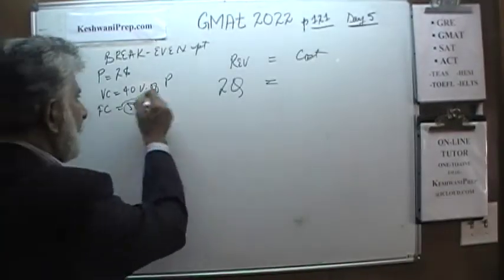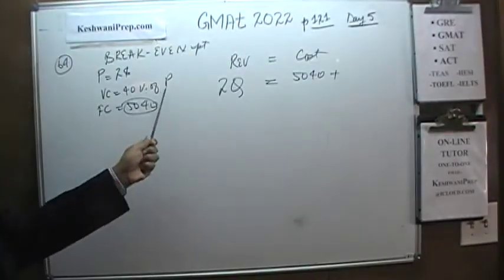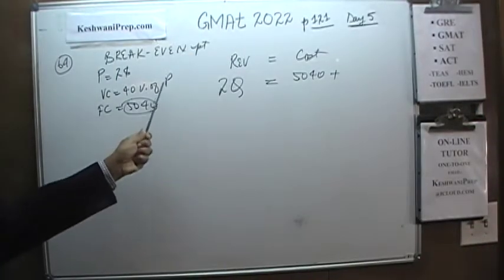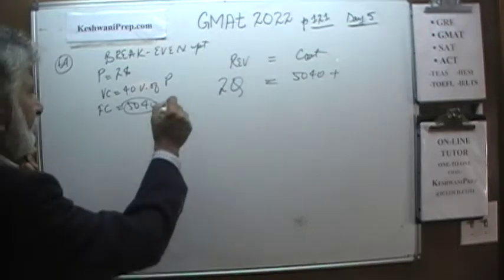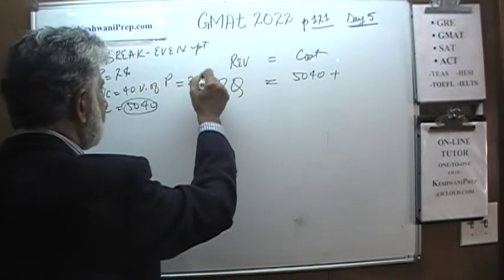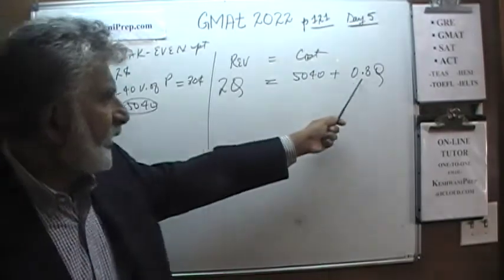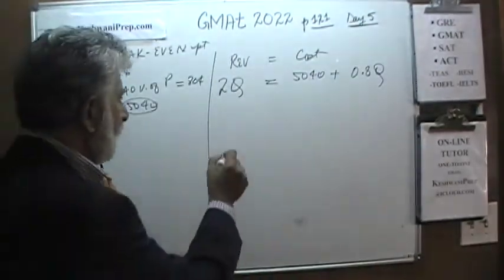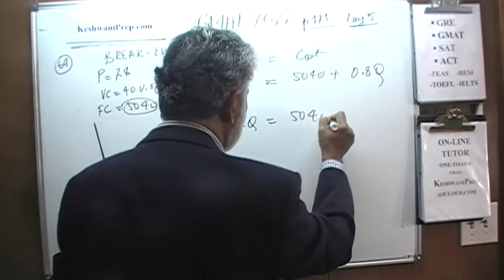Fixed cost is 5,040. Variable cost is 40% of P. 40% of $1 would have been 40 cents. 40% of $2, price is $2, is going to be 80 cents. So it's just 0.8 times Q. Let's subtract 0.8Q from both sides. We'll end up with 1.2Q equals 5,040.